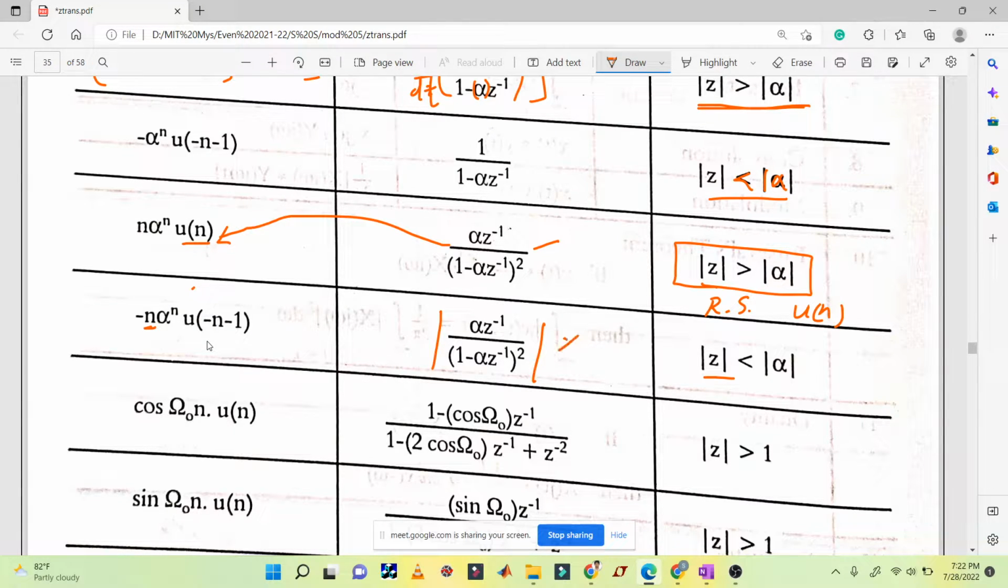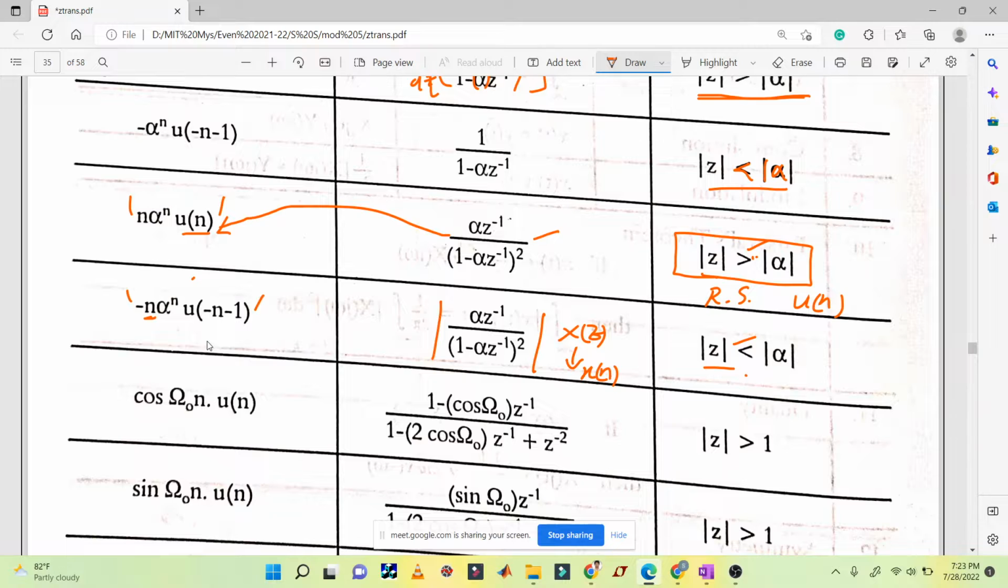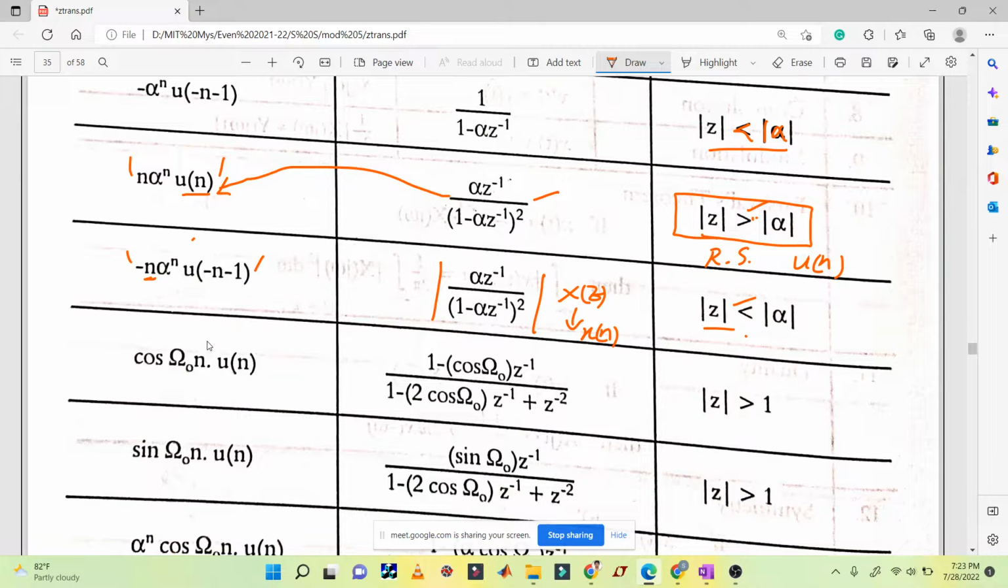Then if this is x of z and you are asked to find out what is x of n, you have to look at the ROC, whether it is given as greater than alpha or less than alpha. If it is greater than alpha, you write this as the inverse Z transform. If it is less than alpha, then you write that one. So I strongly advise all of you to learn these equations by heart. Wherever alpha is there, you might get 1 by 2, minus 1 by 2, plus 1 by 2. You just substitute and simplify it. It will be very good for the second half of this module.